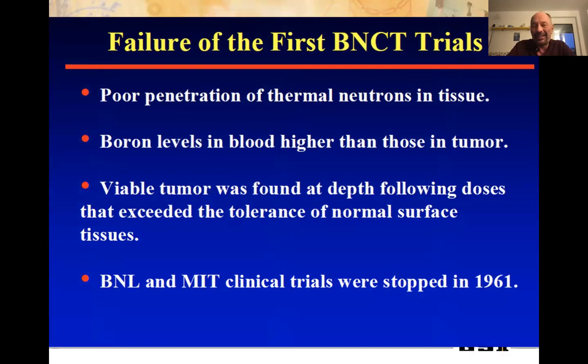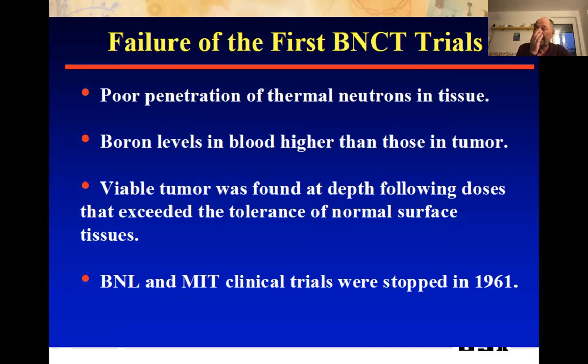The boron levels in blood are higher than those in the tumor. Viable tumor was found at depth following doses that exceeded the tolerance of normal surface tissues. And the trials in Brookhaven and MIT, Massachusetts Institute of Technology, were stopped in 1961 for this reason, but we're talking about many years ago.